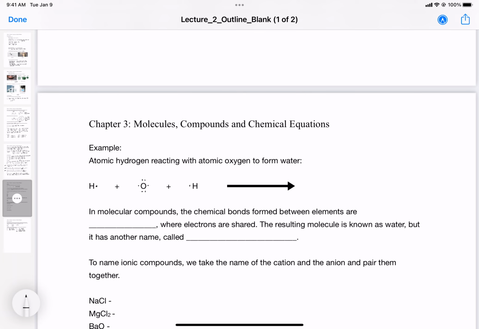So when we're drawing these Lewis dot structures, we just want to make sure that each unpaired electron is occupying a different orbital. So you wouldn't want to pair those two unpaired electrons and have one empty orbital. That would be unstable. So this is how we should draw it. And then we're going to show how covalent bonding works.